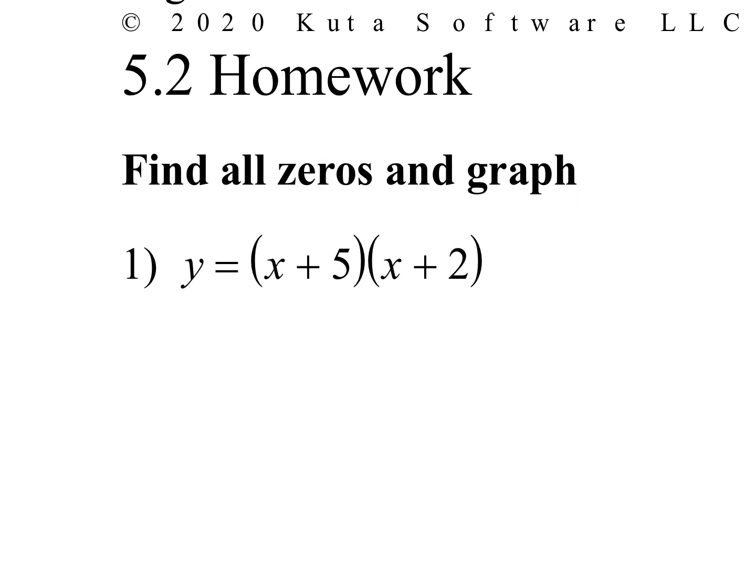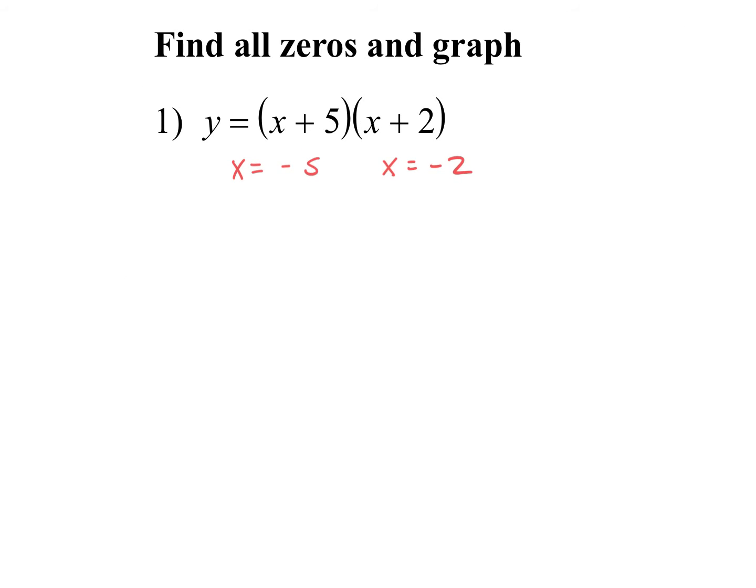All right, so for the homework, we have to find the zeros and graph. So Tessa, what are our zeros here? Okay, your zeros are x minus 5 equals 0 and x minus 2 equals 0. So -5 and -2. So on our graph, we're going to put those points on our x-axis. So we go to the left to 2 and to -5.